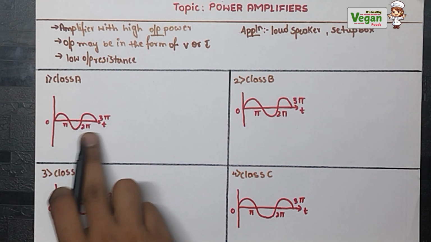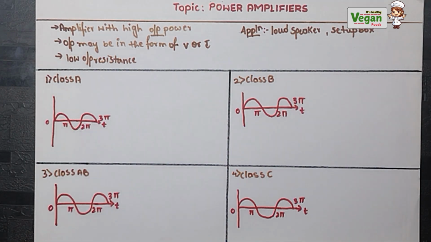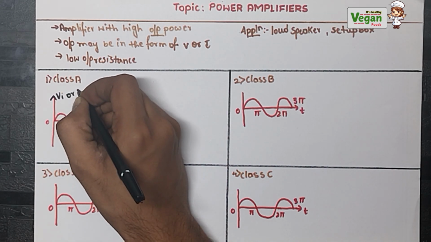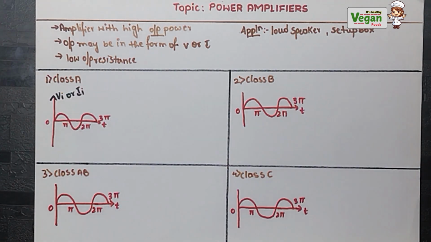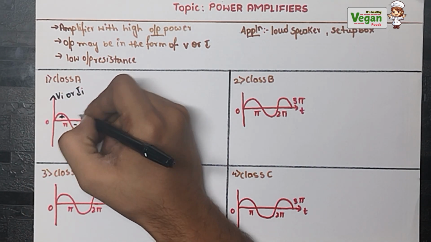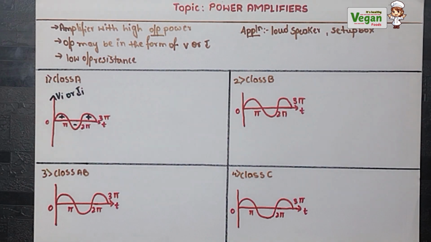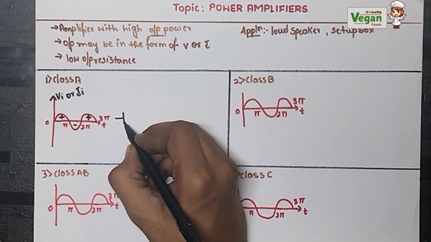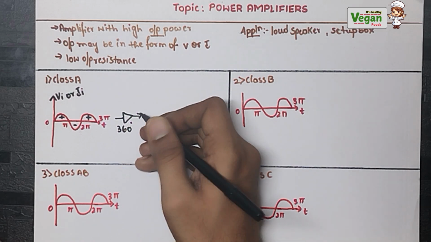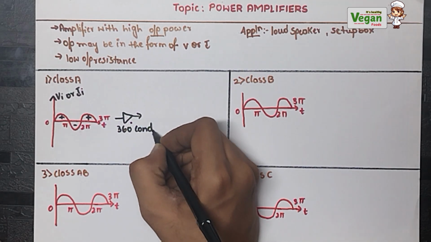When you give this waveform as an input, it may be a voltage input or a current input. This input will have both positive and negative half cycles, negative half cycle, positive half cycle, like this. The class A amplifier will conduct in 360 degrees. Therefore, you can write 360 degree conduction.